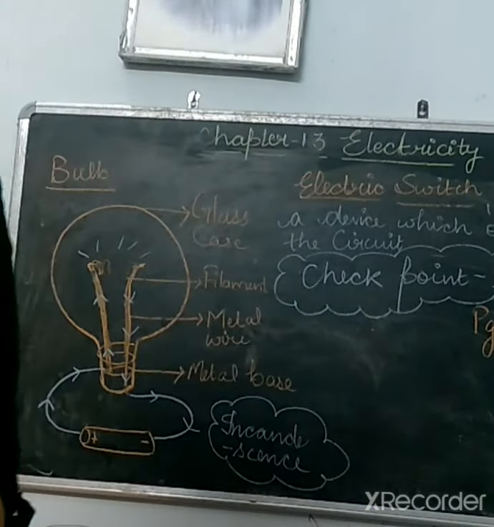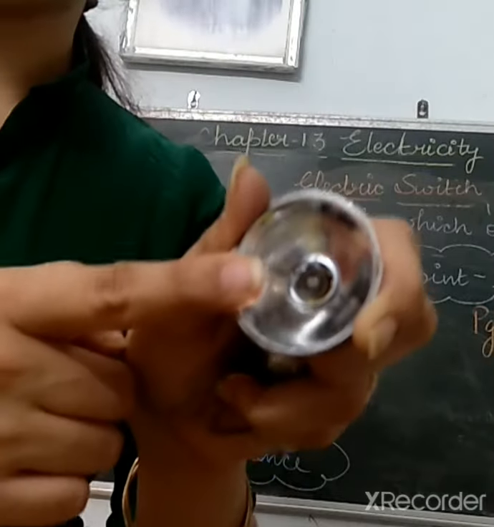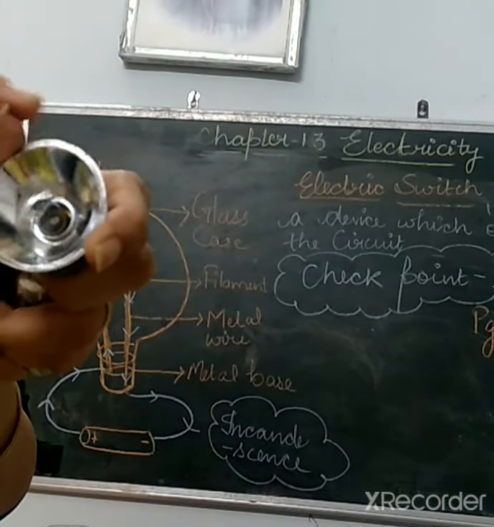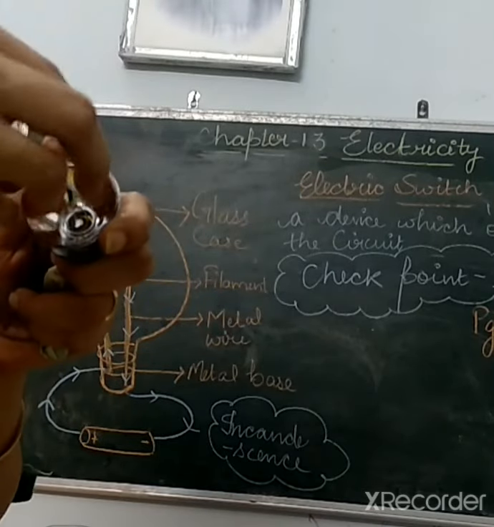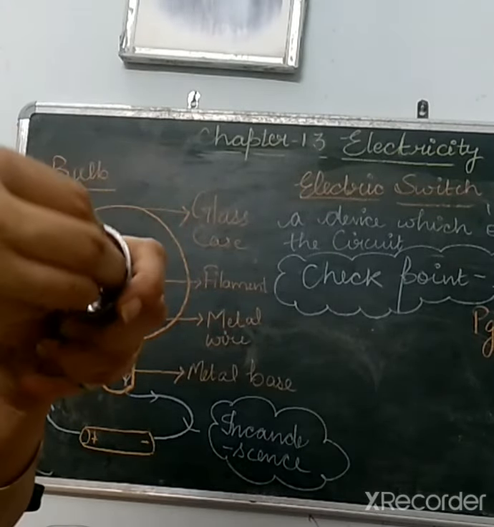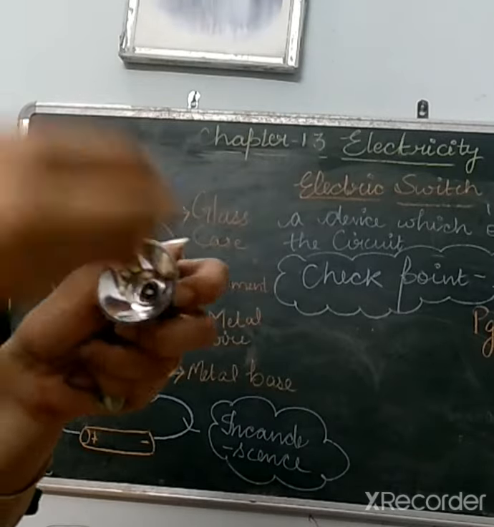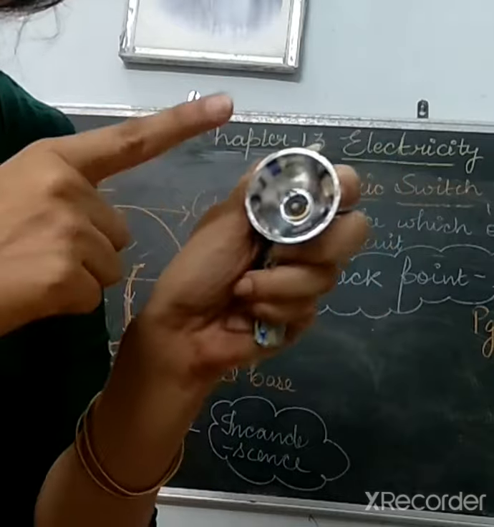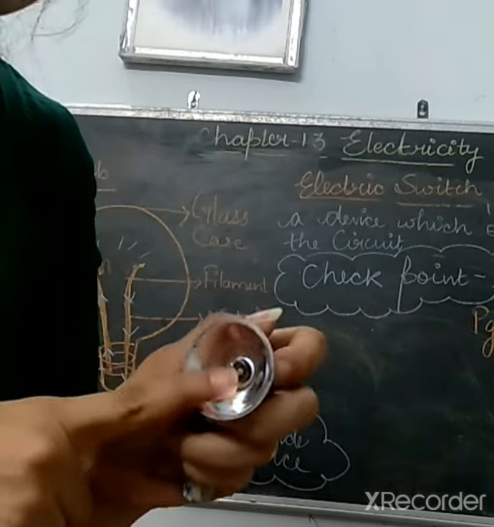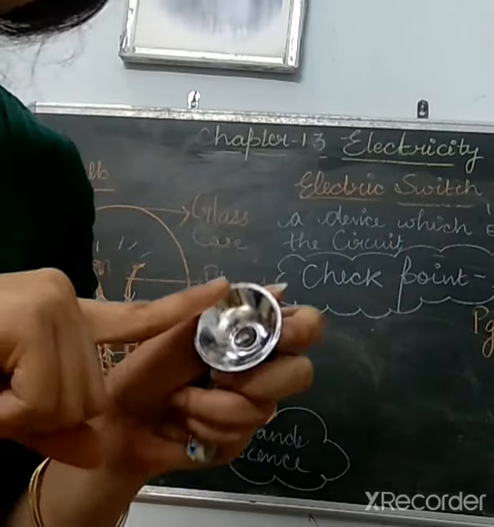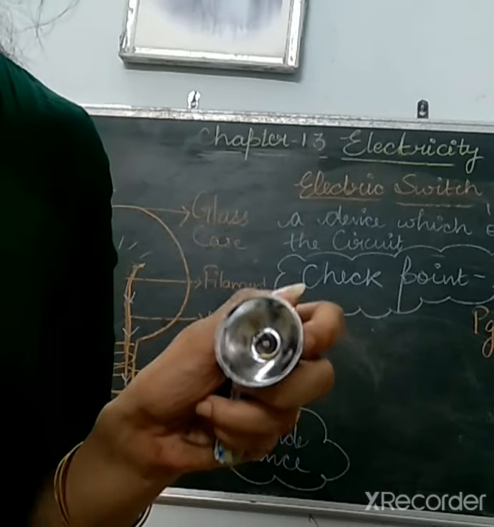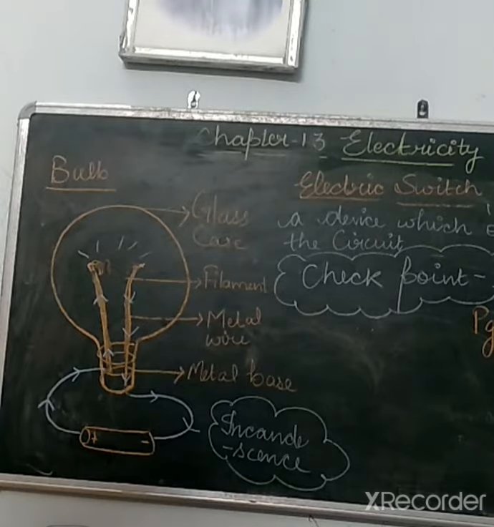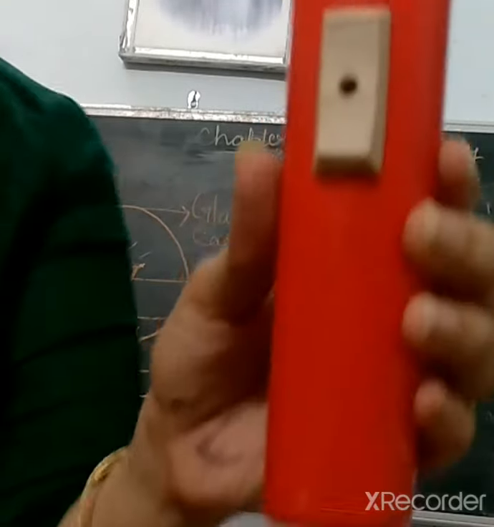So basically the function of the reflector is to forward the light emitted by the bulb. Whenever the bulb glows, it scatters the light in all directions. So the basic function of the reflector is to send the light in the forward direction, right?